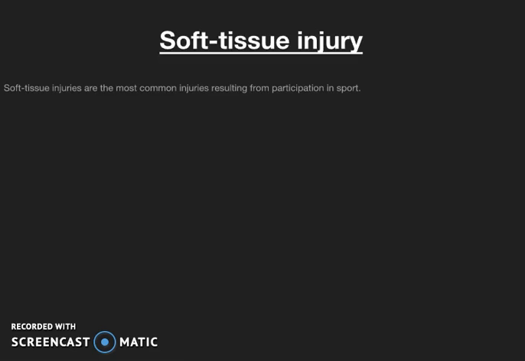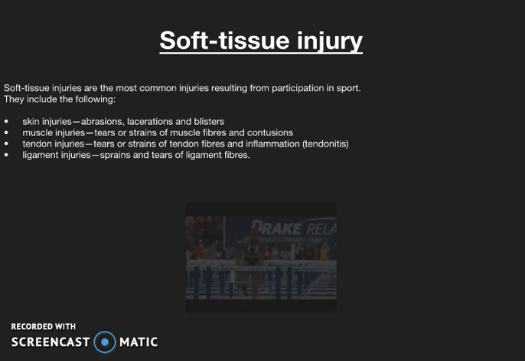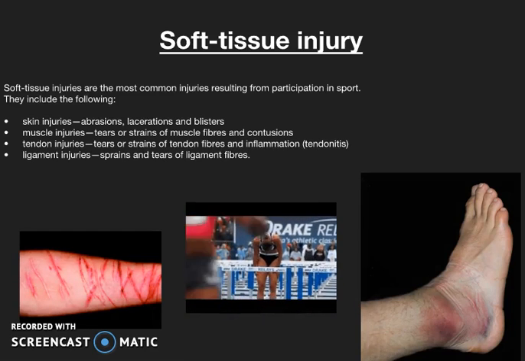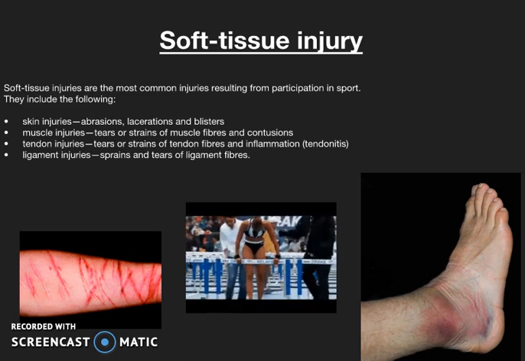The next way we will classify injuries is in terms of where or the type of tissue that is injured. First one is soft tissue injuries, and these are the most common ones in sport, and they can take a number of different forms. The forms that they can take are skin injuries, we can have muscle injuries, we can have tendon injuries and ligament injuries.